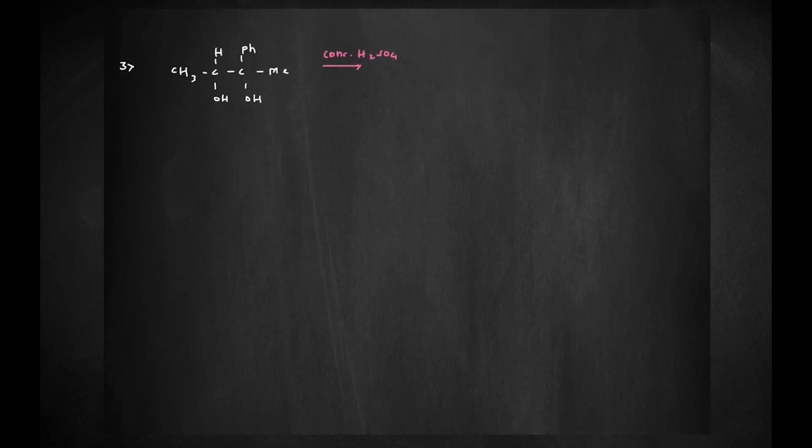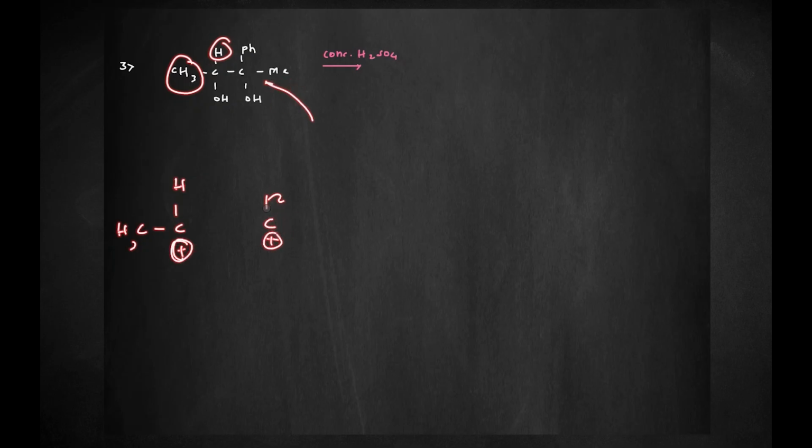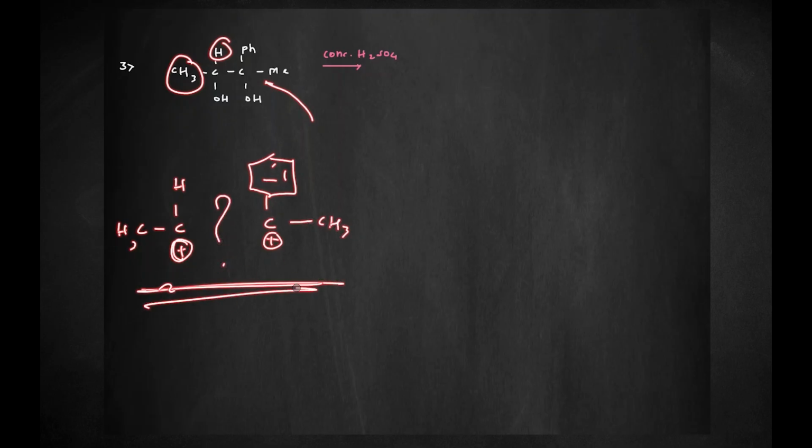Yes, now what will you protonate again? If you protonate this, here will be positive charge. If you protonate this, here will be positive charge. Now look at here, here is the carbon, hydrogen, and methyl. So this carbocation will be there, and if you protonate this, look at here, this carbocation is attached to phenyl and methyl. So tell me which carbocation is more stable?